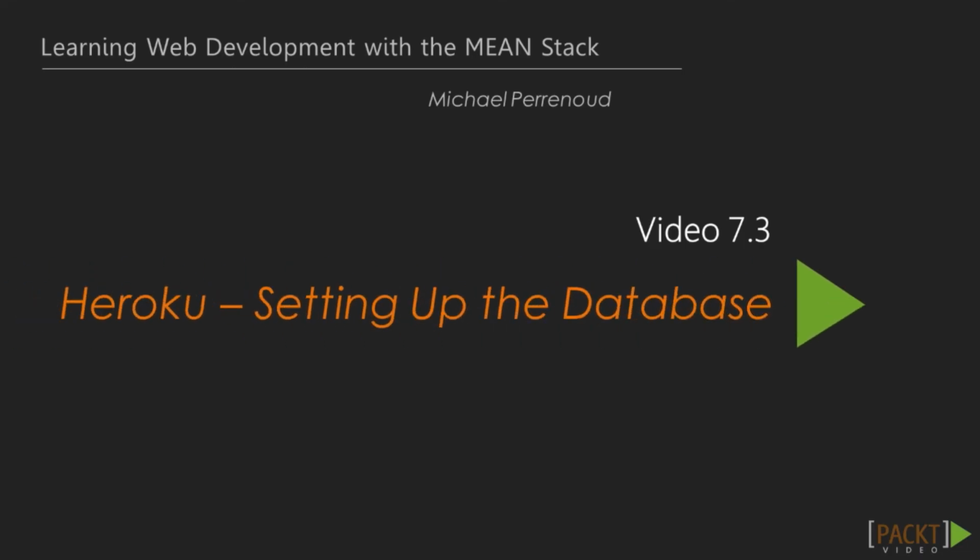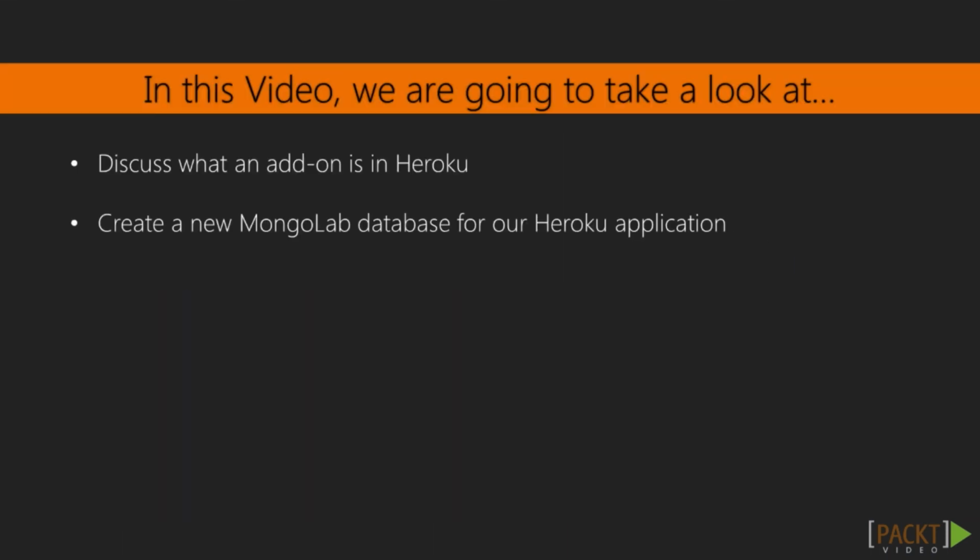In the previous video, we discussed what it meant to deploy an application to Heroku, and we did so. This is the third video in this section, and in this video we will be covering what a Heroku add-on is and set up a database in the cloud for our application. We will also take a look at an automated environment variable that gets created to allow us to connect.